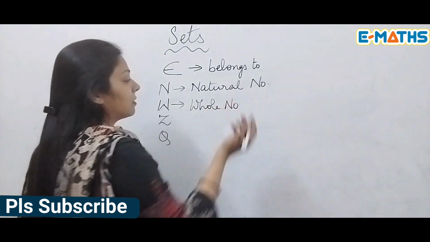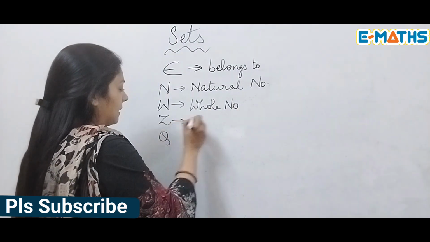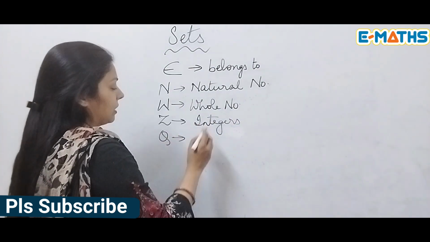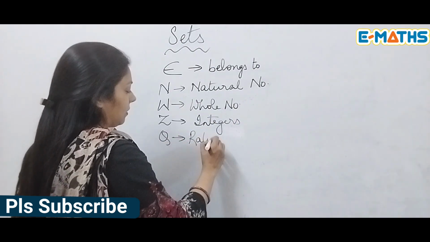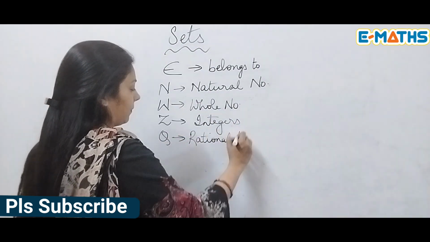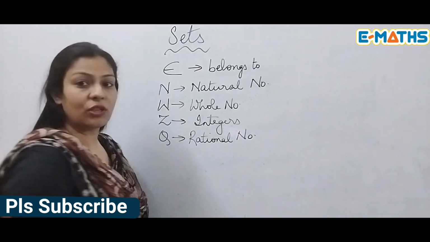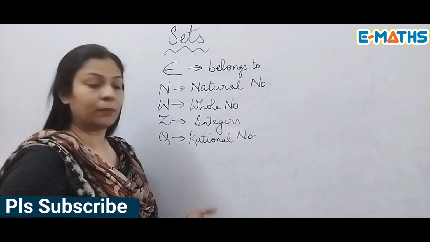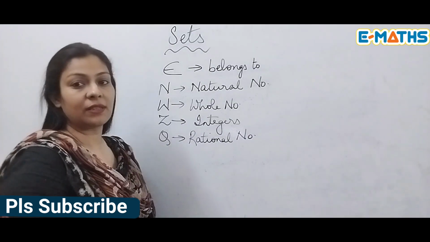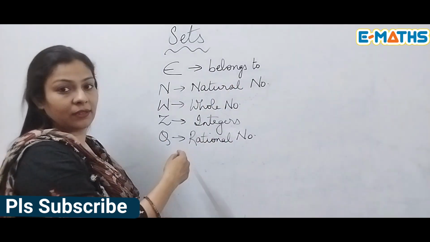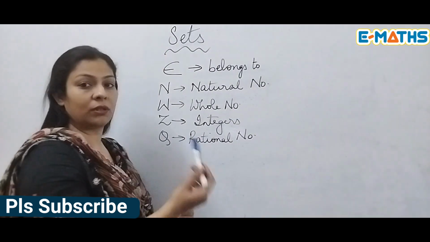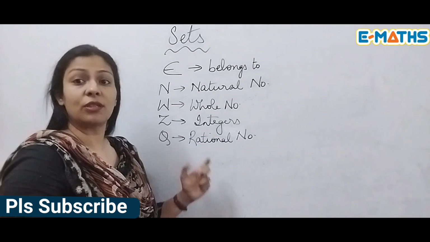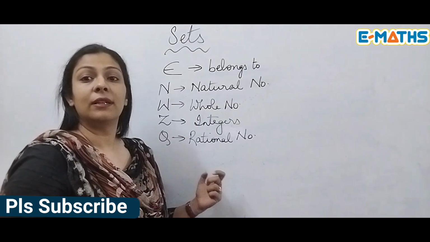Whole numbers start from 0. Z is for integers, and Q is for rational numbers. Integers are a bigger set of numbers which has both positive and negative numbers. Q is for rational numbers, which is the biggest of all these number systems, and includes numbers in p by q form as well. So these notations you will come across when you study sets.